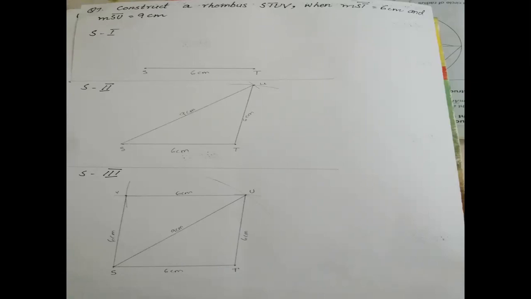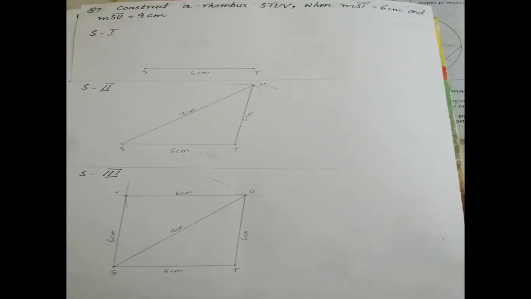With the same radius, 6 centimeter, put your compass on point U and draw the arc toward S. Also put your compass on point S with 6 centimeter radius and cut the first arc. Both arcs cut each other at point V. Join V with U and V with S. This is the required rhombus with 6 centimeter sides and 9 centimeter diagonal.